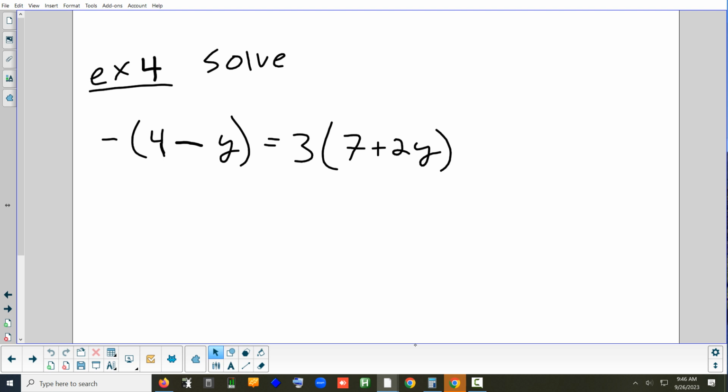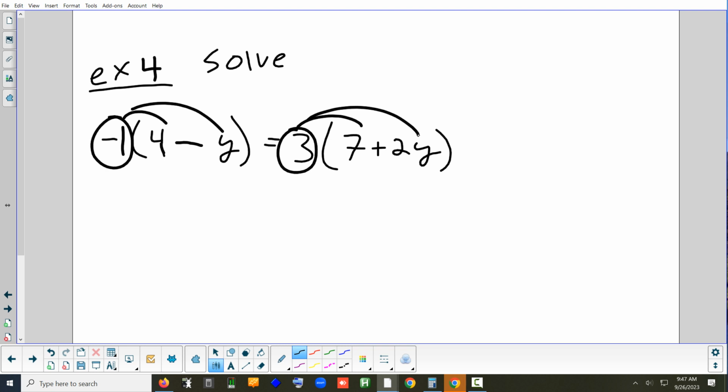Okay, so if we're going to solve this one, is there any simplifying we have to do first? What's the first thing we look for? Distributive property. Yep. Do we have distributive property? Yes, we do. What are we distributing on the left? We talked about this before. It's like you're distributing a -1 on the left. And what are you distributing on the right? A 3.